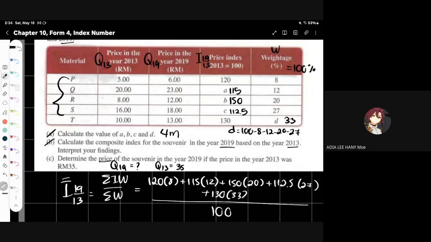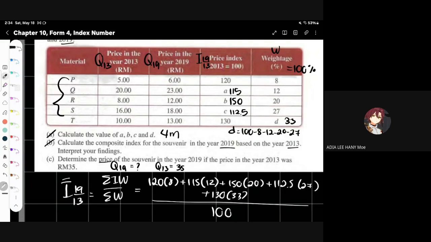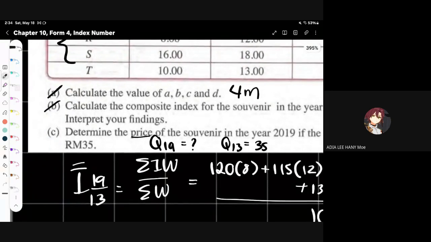Normal. The normal I. See, that one is different. Wrong. The answer is the composite index. You know why? They say here, determine the price of the souvenir.